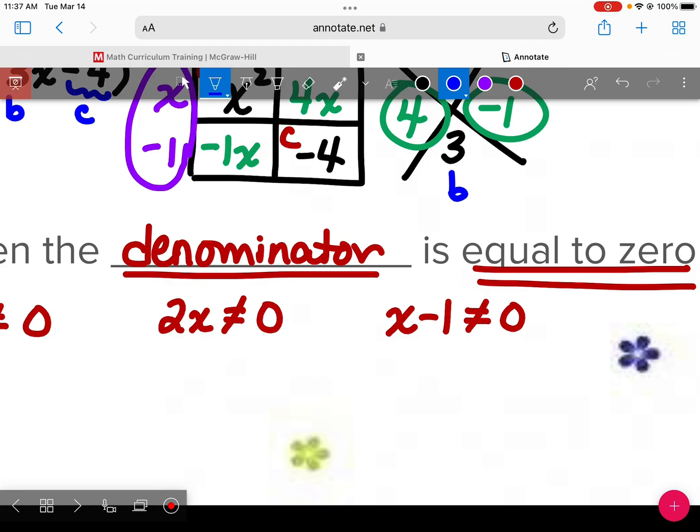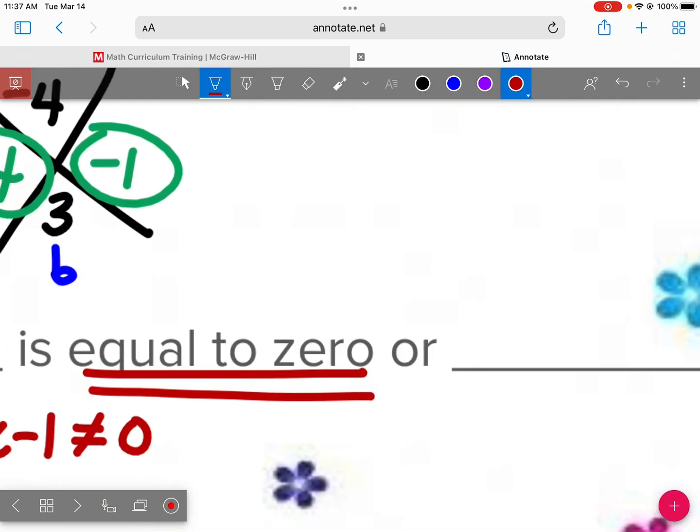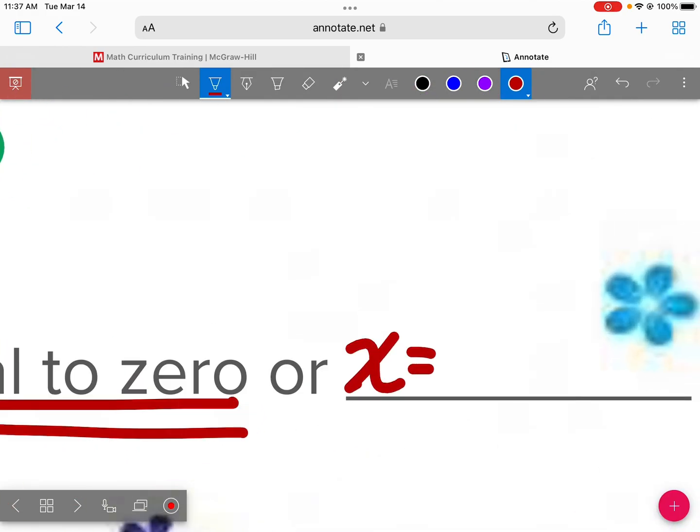2x not equal to 0. What would I do to get the x all alone? Divide both sides by 2. What is 0 divided by 2? 0. X cannot be equal to 0. If x is equal to 0, then this is going to be undefined.